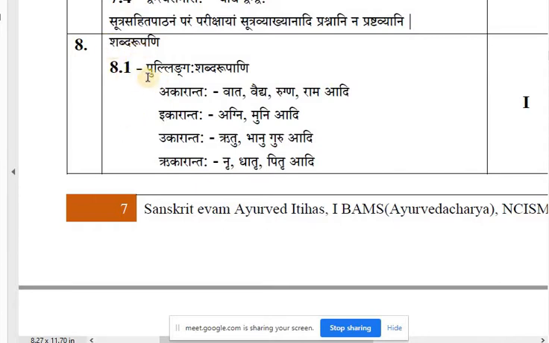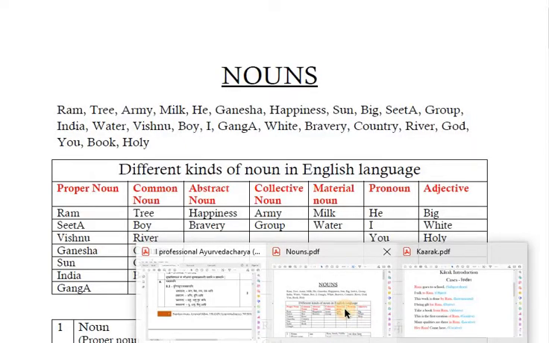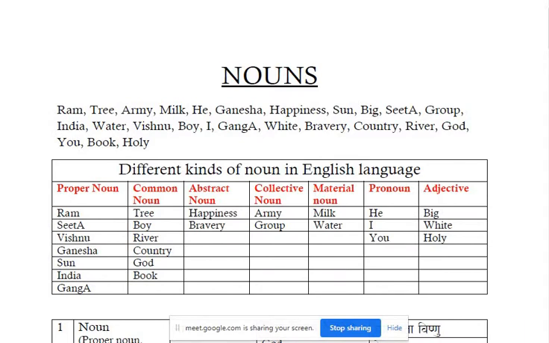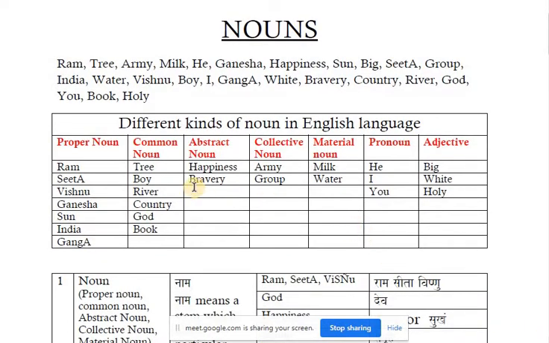Here you see 8.1, Pullingaha Shabdaroopani. Pullingaha means masculine. All these things we'll understand. So let us have an introduction about this topic first. Alright. Now students, here on the screen you can see the title Nouns is given. Now what is a noun actually? Nouns means names, words, right?